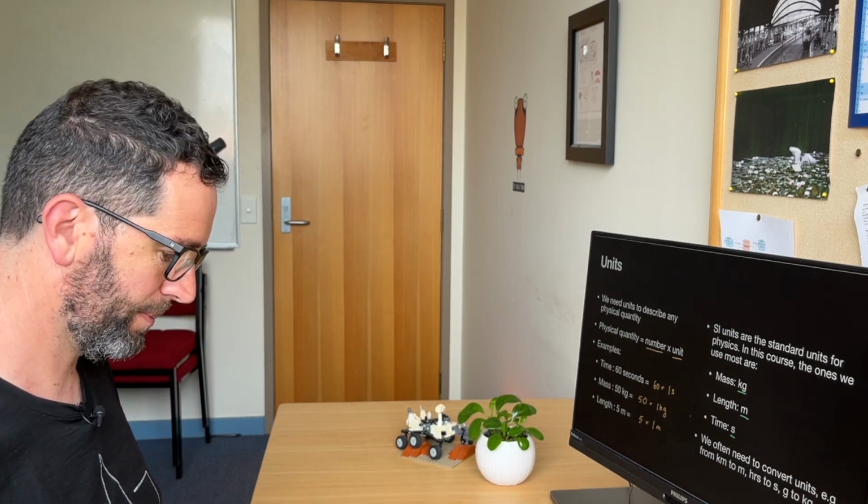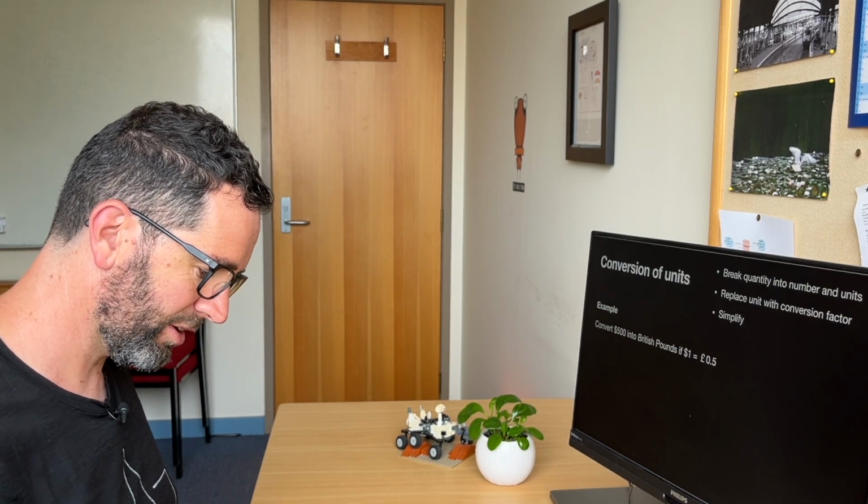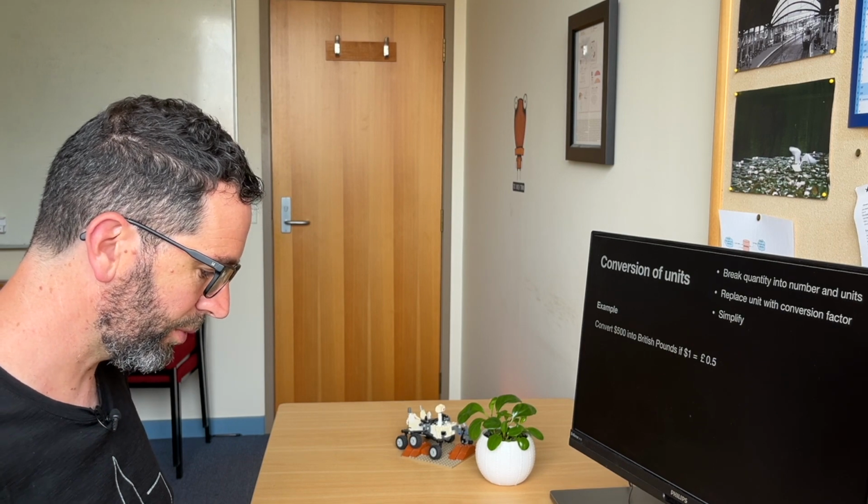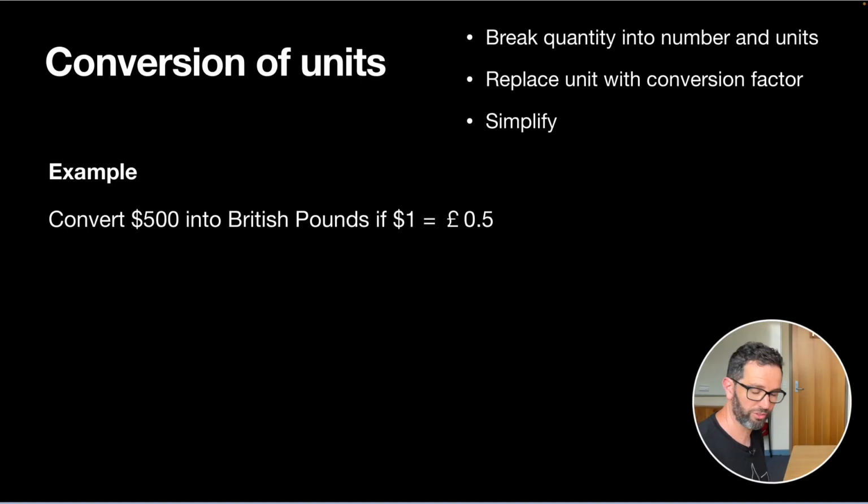So we'll start with a basic example where we are trying to convert, and it doesn't have to be even physical things. This is an example from finance. Convert $500 into British pounds if $1 is equal to half a pound.